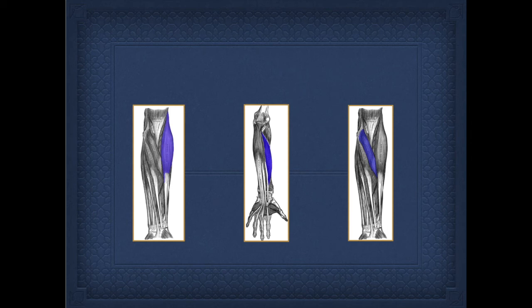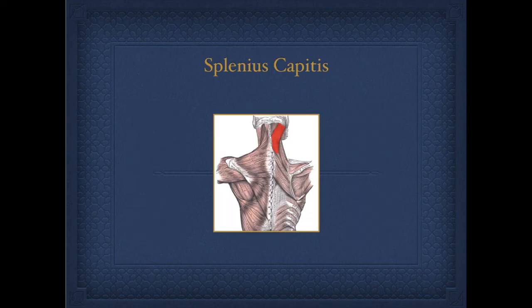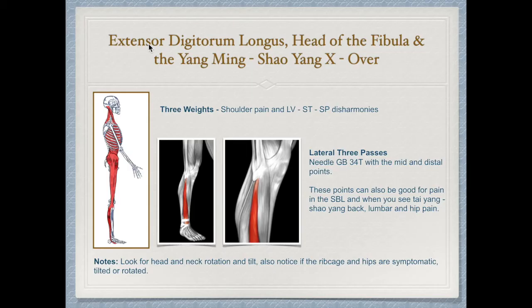So another thing that I cover in my course are case studies. We go into detail with other muscles here. You can see the splenius capitis. It's really important to understand what myofascial line this is on and what point groups will get to it. So let's see, I'll give you another example here. And this one, I talk about the extensor digitorum longus.